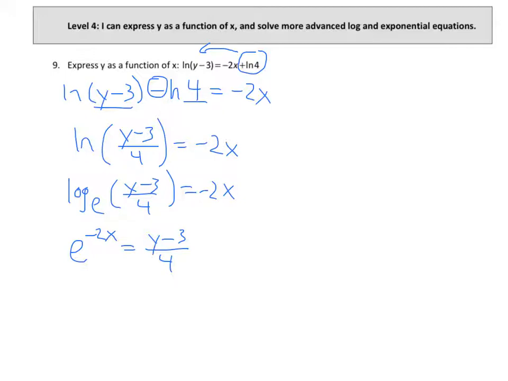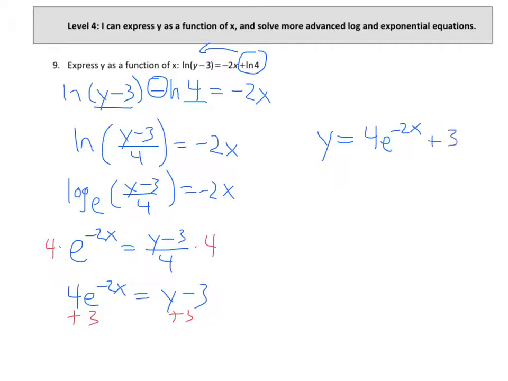I'm trying to solve for y, so to get y by itself, all I have to do is multiply both sides of the equation by 4, and I get 4e to the negative 2x equals y minus 3, and then I would add 3 to both sides. And we get y equals 4e to the negative 2x plus 3. So I got y by itself. My expression has x in it, but that's okay because my goal was just to get y by itself. I was supposed to solve for y.